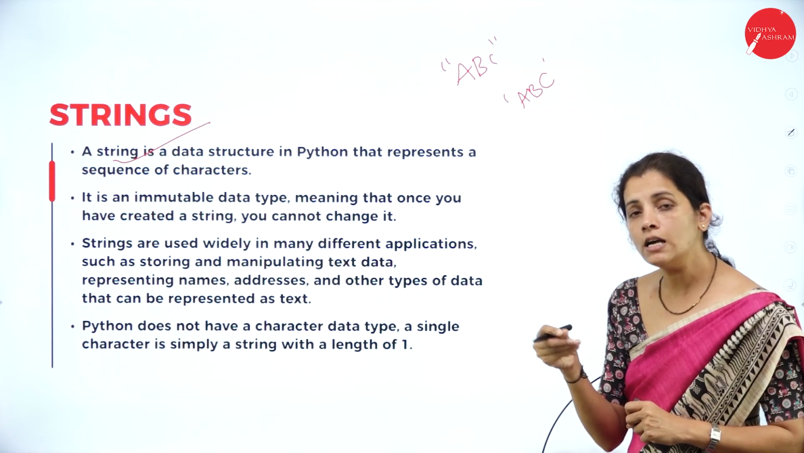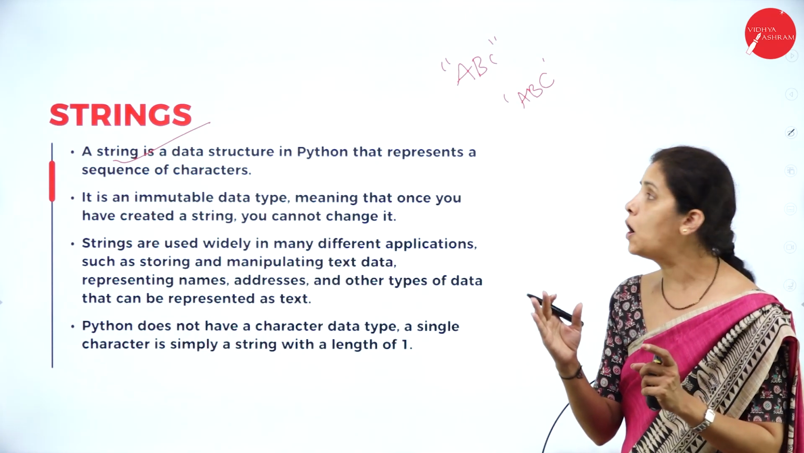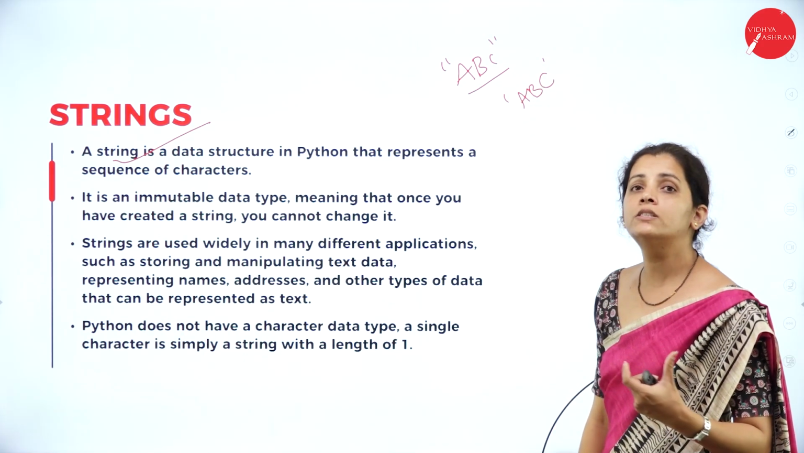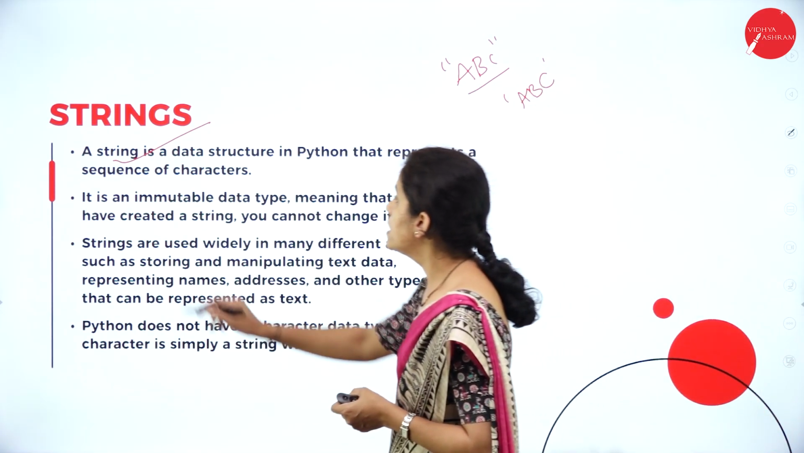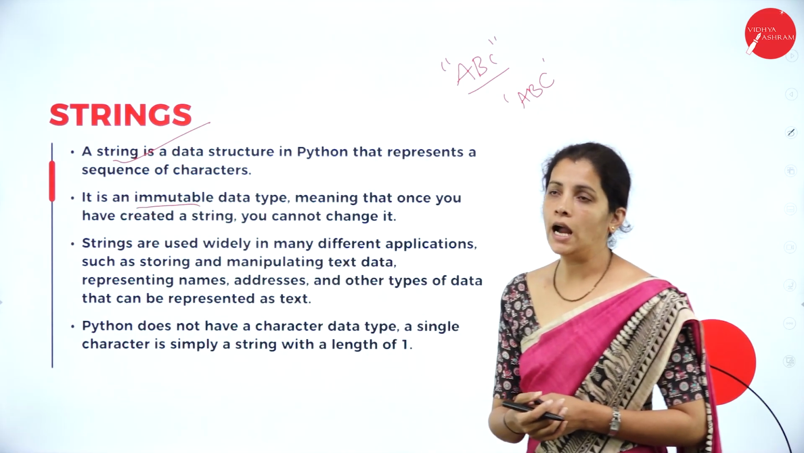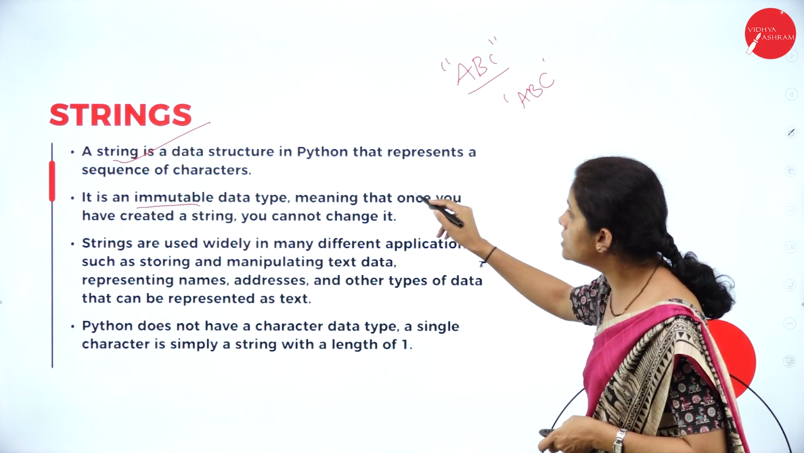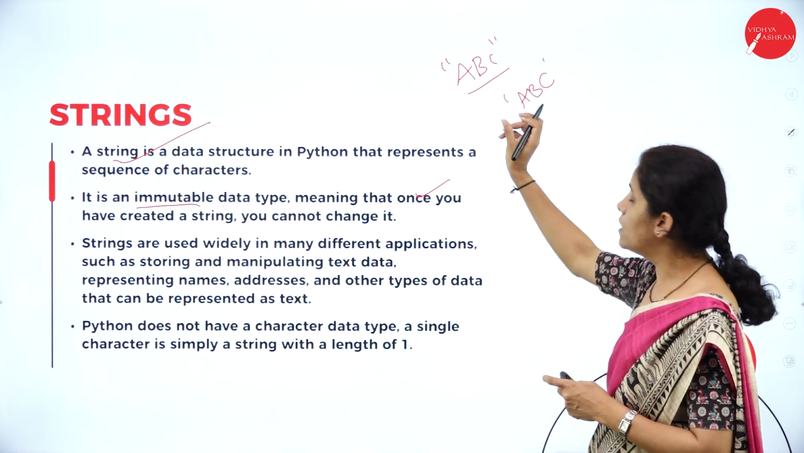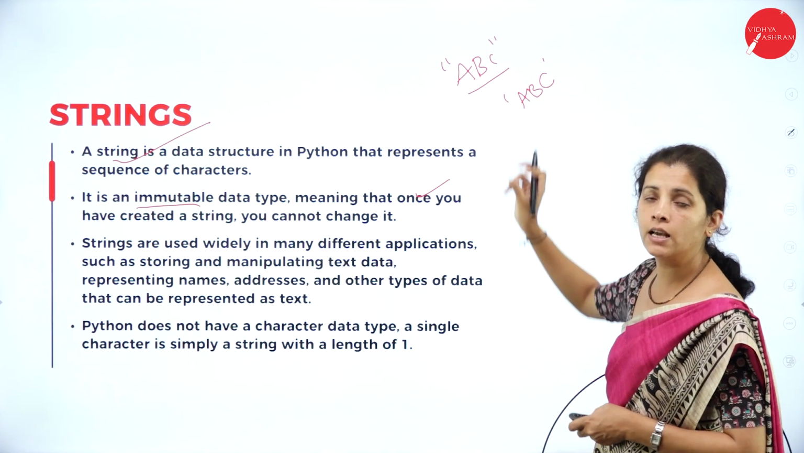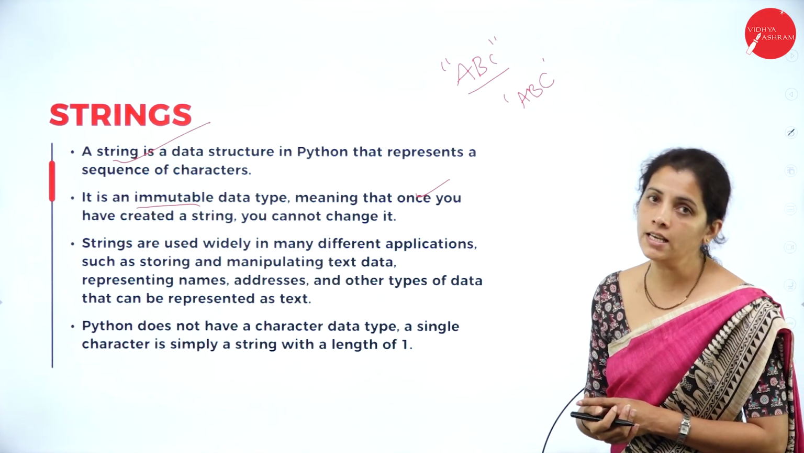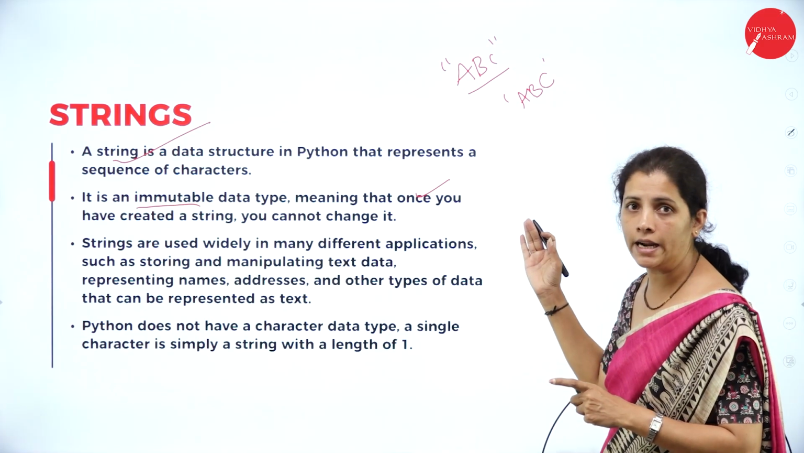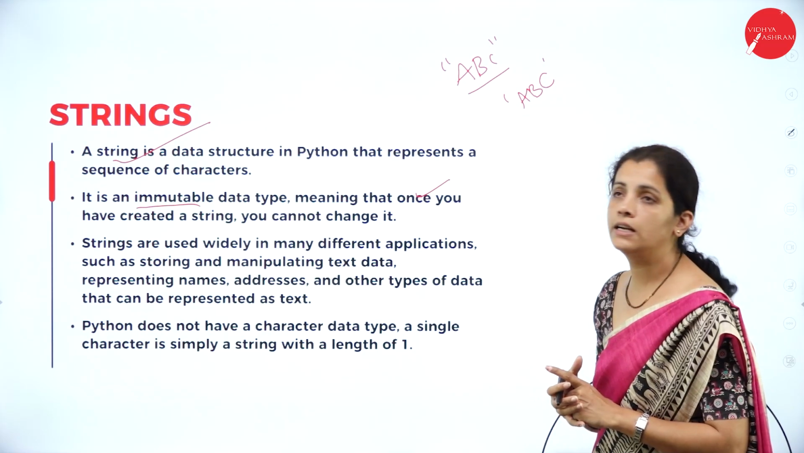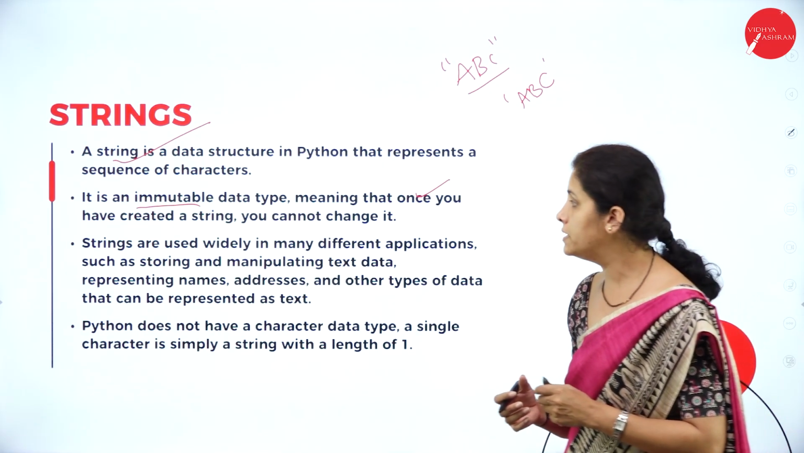And what is string here? String is nothing but the collection or group of character. See here, I have three characters. So it's a string. It is an immutable data type, meaning that once you create a string it cannot be changed. See here, once I define the string, I'm not able to change this string. So for that reason, it is called unchangeable.